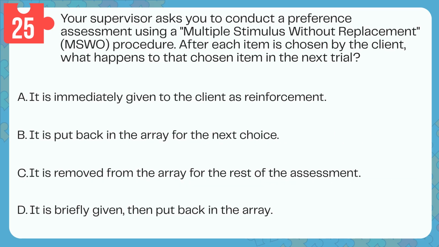Question 25. Your supervisor asks you to conduct a preference assessment using a multiple stimulus without replacement, MSWO, procedure. After each item is chosen by the client, what happens to that chosen item in the next trial? A. It is immediately given to the client as reinforcement. B. It is put back in the array for the next choice. C. It is removed from the array for the rest of the assessment. D. It is briefly given, then put back in the array.